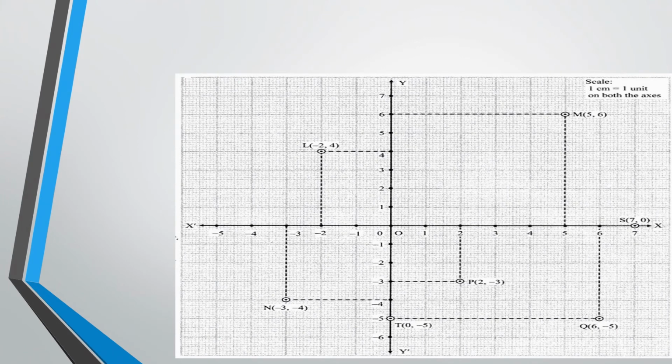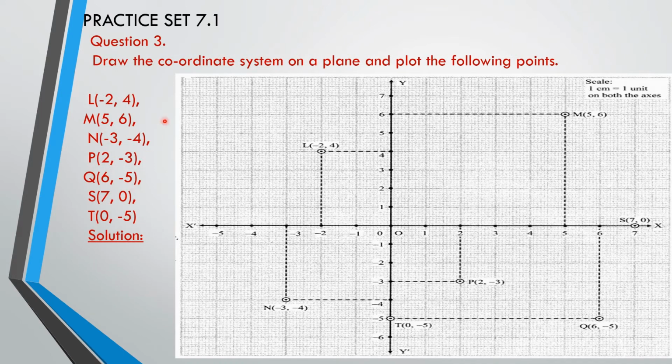Question number 3. Draw the coordinate system on a plane and plot the following points. Here points are already given. First, in your graph paper, you have to draw the x-axis and y-axis. That is, the horizontal line is called the x-axis, representing x and x dash, and the vertical line is the y-axis, that is y and y dash.